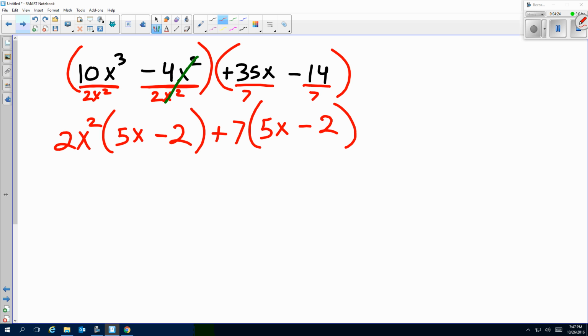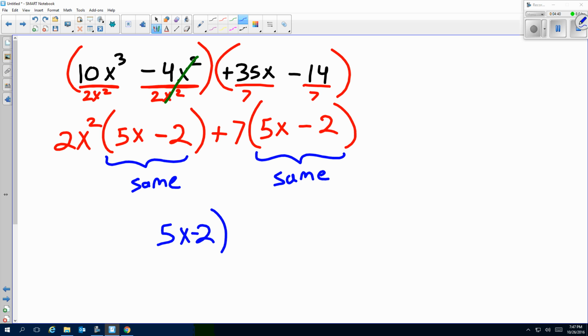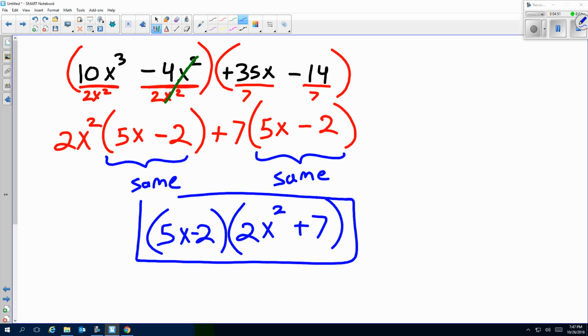This is amazingly convenient because look what just happened, class. We got a 5x minus 2 and a 5x minus 2, and these are the same, aren't they? And if they're the same, that means we can factor them out. We can write them on the outside as 5x minus 2. And then what's left over? 2x squared plus 7. And that is successfully a factored polynomial. Awesome.